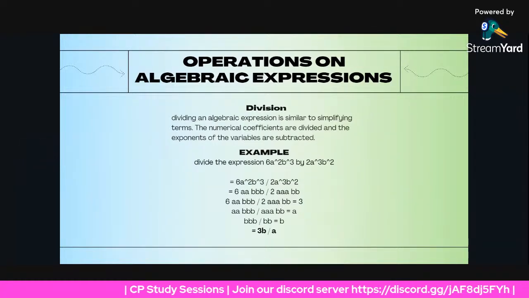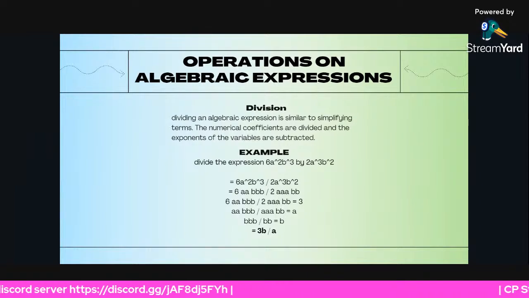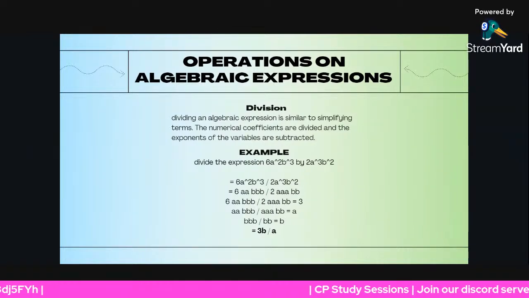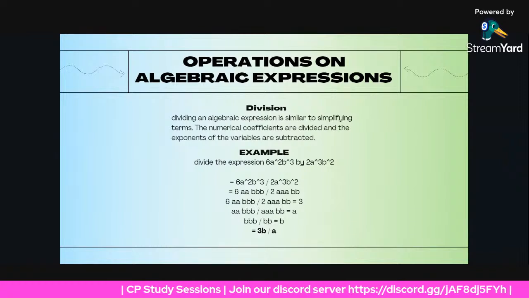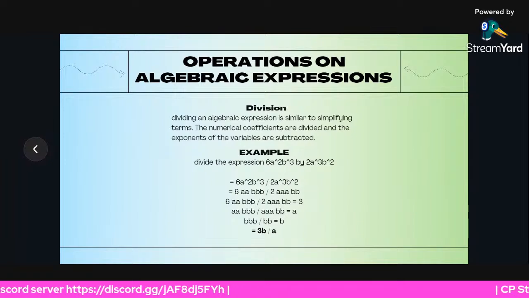Since malinaw na tayo dito sa multiplication, we'll proceed sa last operation, which is division. So, dividing an algebraic expression is similar to simplifying terms. The numerical coefficients are divided and the exponents of the variables are subtracted. So, take note, ang numerical coefficients dinedivide, ang exponents ng variable sinasubtract.